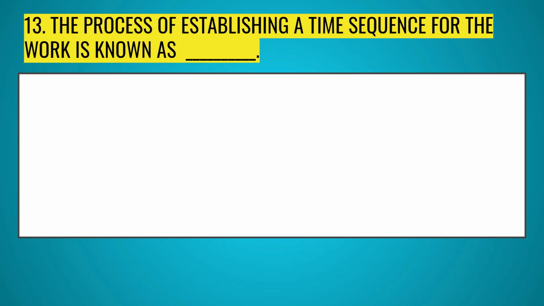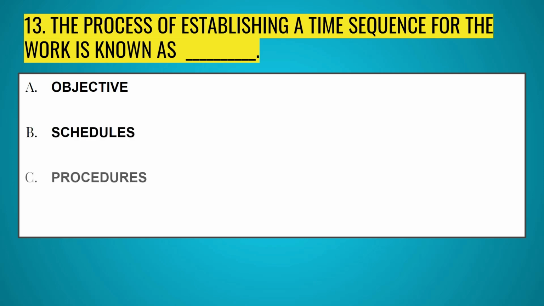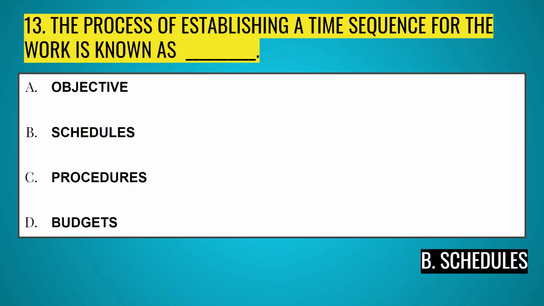13. The process of establishing a time sequence for the work is known as option A. Objective. Option B. Schedules. Option C. Procedures. Option D. Budgets. The answer is option B. Schedules.